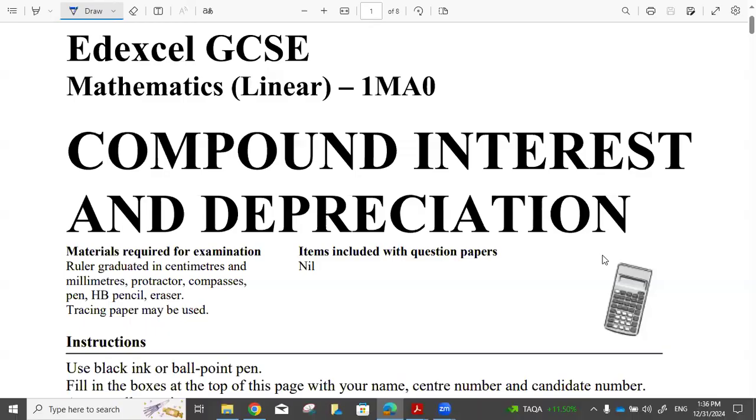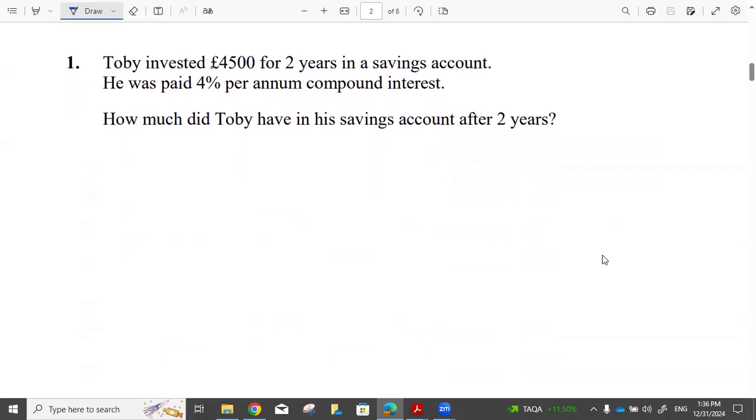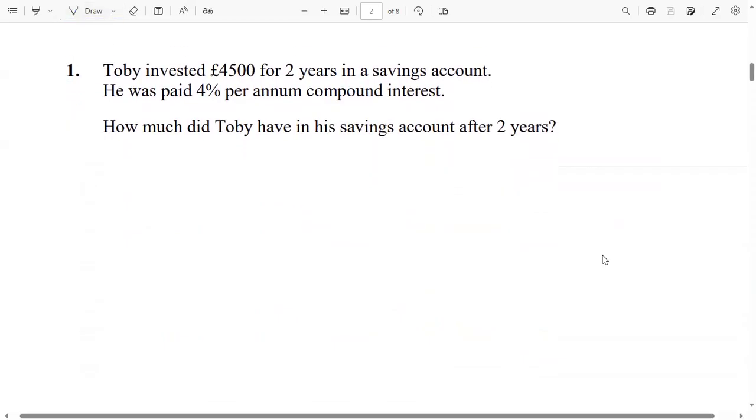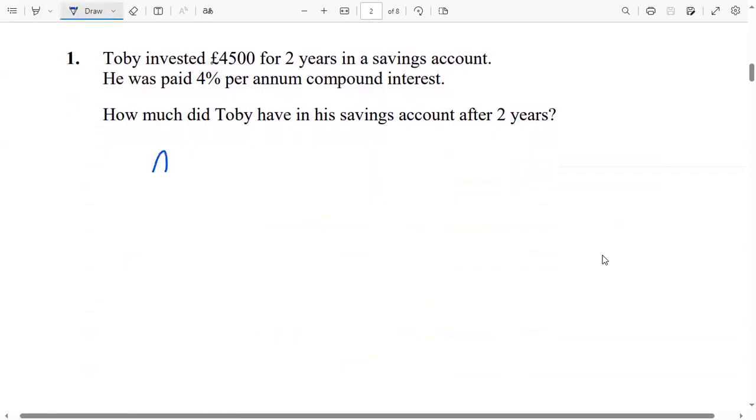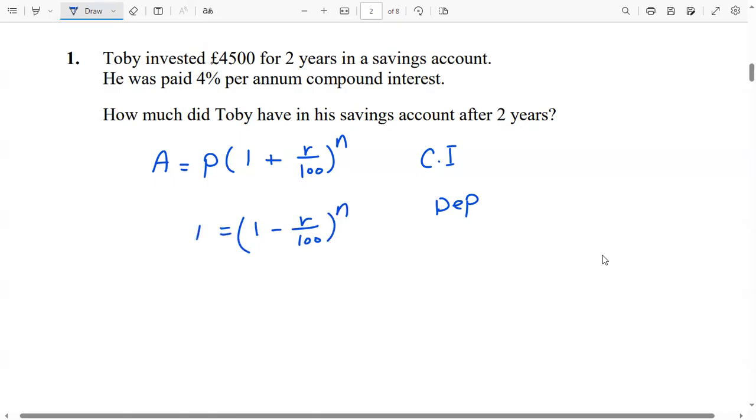Hello everyone, I'm talking today about compound interest and depreciation. The formula used to solve this type of question is: the final amount A equals the principal, or input money, times (1 plus R over 100), where R is the rate, to the power n, the number of years. This is the compound interest formula. For depreciation we have the same formula, but it will be 1 minus R over 100 to the power of n, multiplied by the principal, or the input amount, or the initial amount, which gives you the final amount.